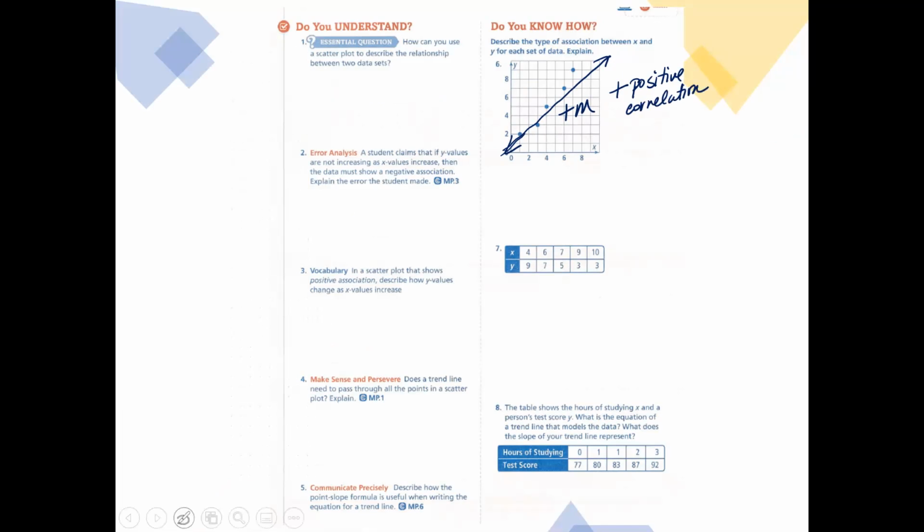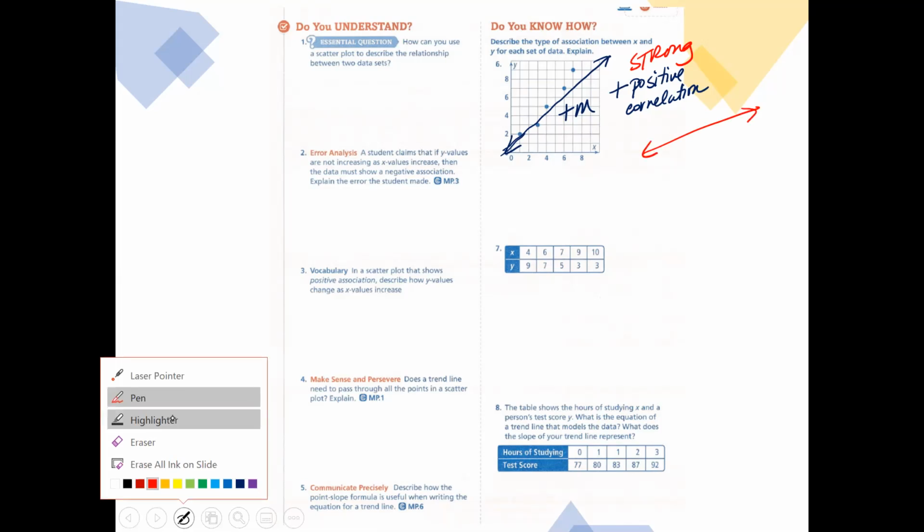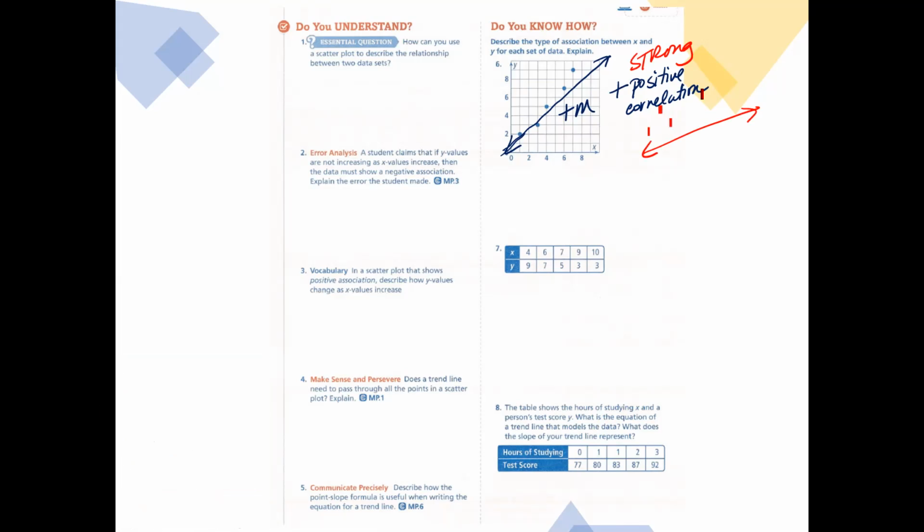And would you say that this is a strong or a weak correlation? I would say it's a strong positive correlation, because if it is a weak positive correlation, it will look something like this, where it's still going in the positive direction, but the dots are a little bit further apart from the line itself.